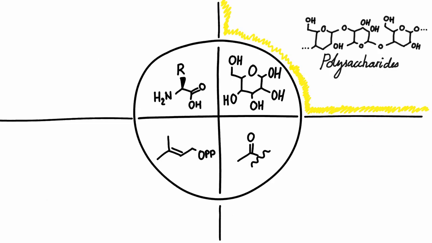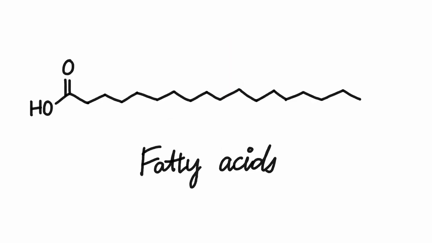Let us move on to the next tree of compounds, those made of the acyl units. The most common type of metabolite that can be made with acetyl groups is the fatty acids.